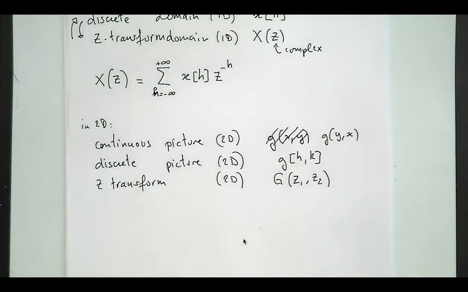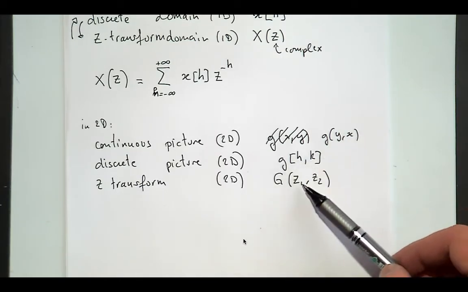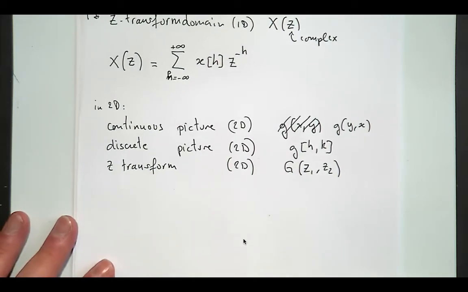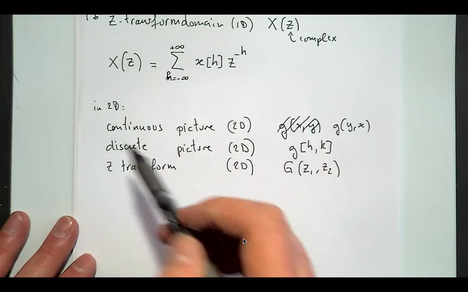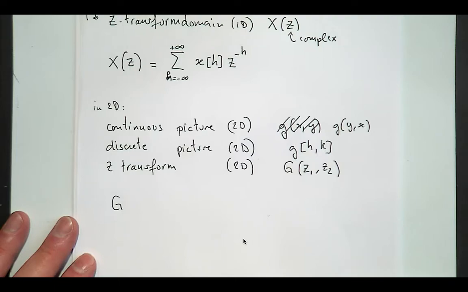Okay. Now the names here, index y, x, h, k, z1, z2 is just me for this handout. That's the way I've decided. I don't think there is a strong convention on that. It's just the way it is here. And so you can simply extend a definition of the z transform in 1D into something in 2D. And this is what it looks like.